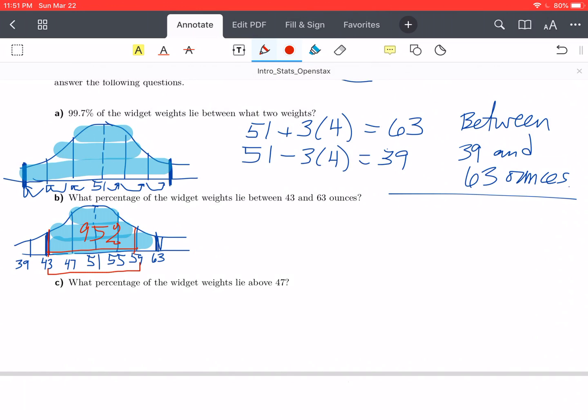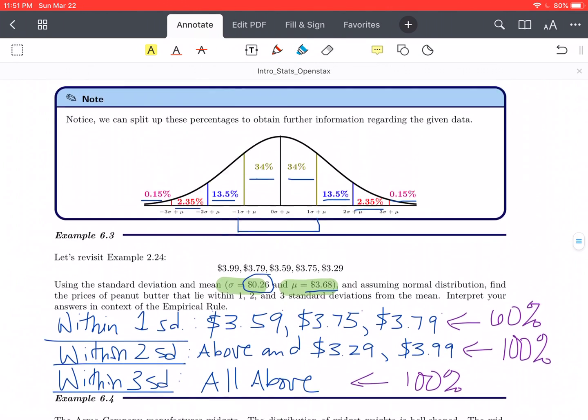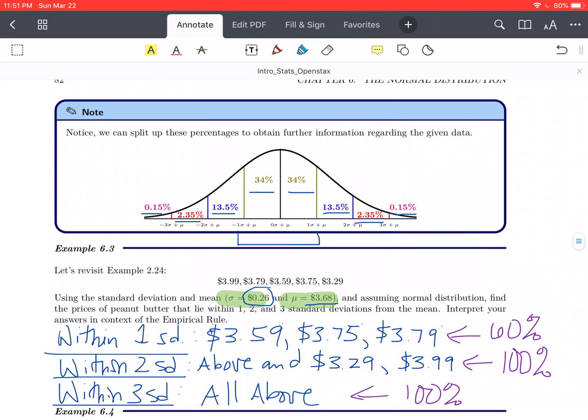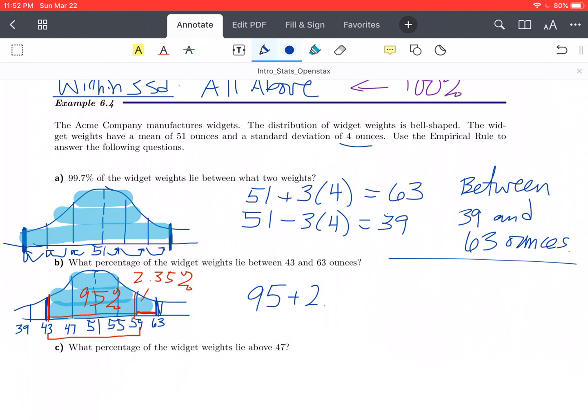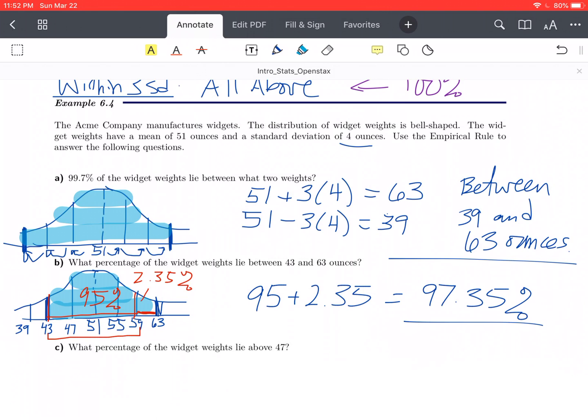And then all that's left is this little piece right out here. And if we go back up here, that little piece is going to be 2.35% just by itself. So we just take 95 plus 2.35. That's 97.35%. So that's what percent of the weights we expect to lie between those two values.